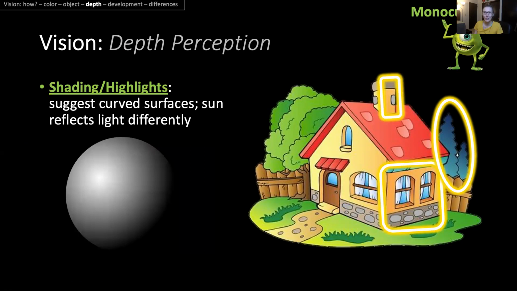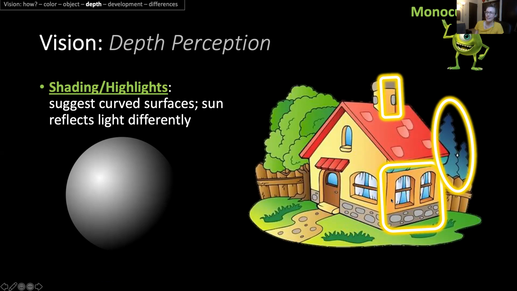We also know shading and highlights can do a lot for us with depth perception. Light reflects differently if an object is 3D. For instance, with the sphere here, if you have a light source up in the top left corner, it's going to light up the part of the sphere that it's closest to, and the part on the back is therefore going to be in shadow. So we can use shading and highlights to tell us something is 3D.